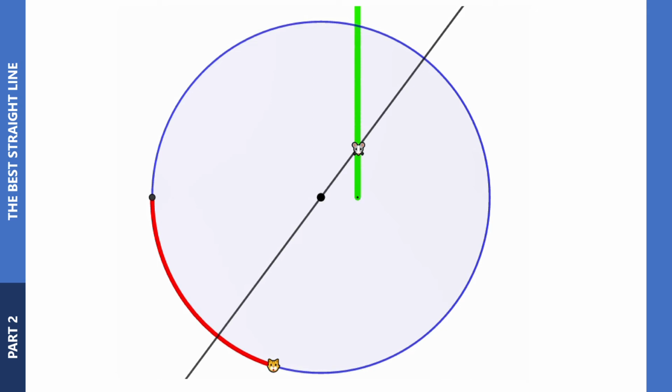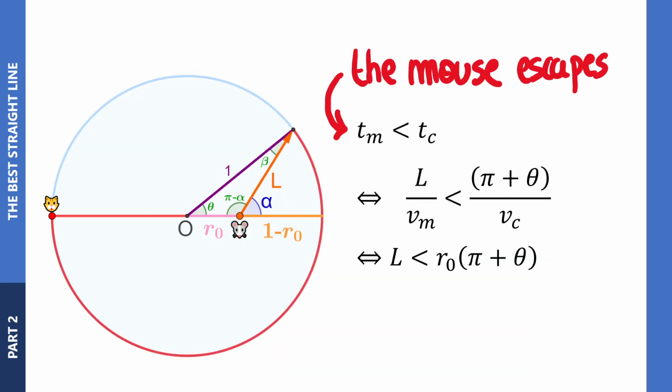To sum up, choosing to go in a straight line with a certain angle, alpha, might work. Let's see if it's advantageous in practice. And to do that, let's write the equation to calculate this. For the mouse to escape, it must reach the edge of the pond before the cat reaches that exit point.